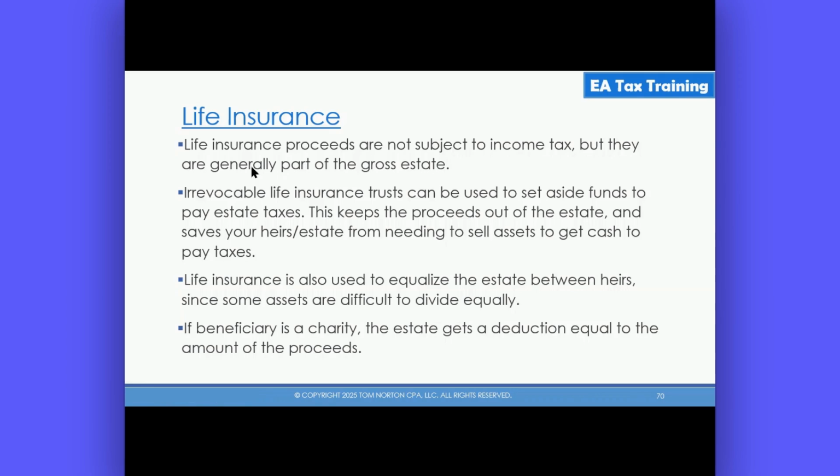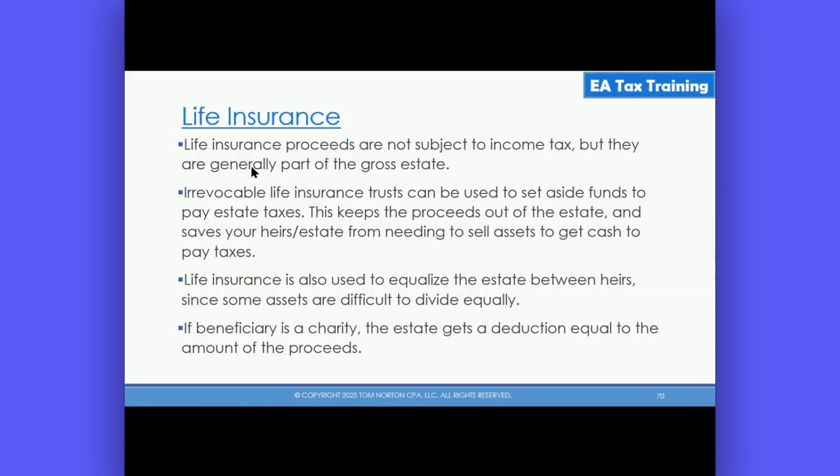So when you're trying to determine, do we have $13,610,000 of assets, any life insurance counts. So if they have a $1 million life insurance policy that's going to their child, the child's getting the money, but the $1 million counts as part of the decedent's estate when you're trying to add up to see how large their estate is. One way you can get around this is by using an irrevocable life insurance trust.